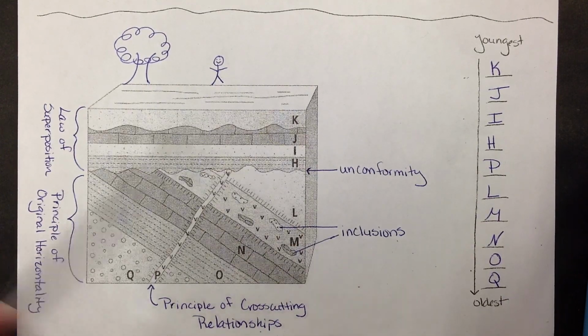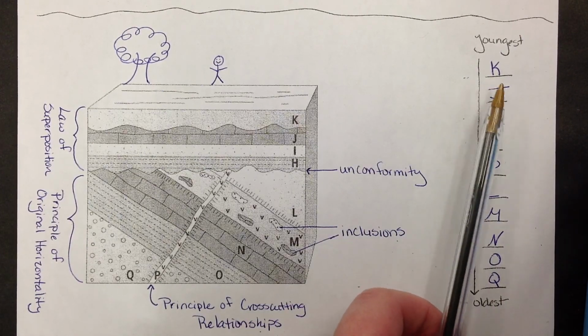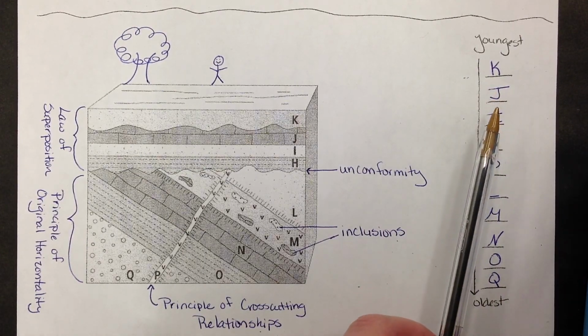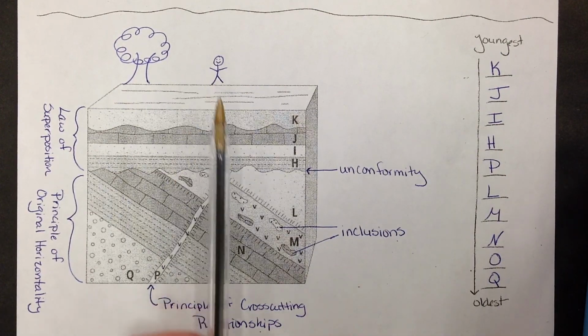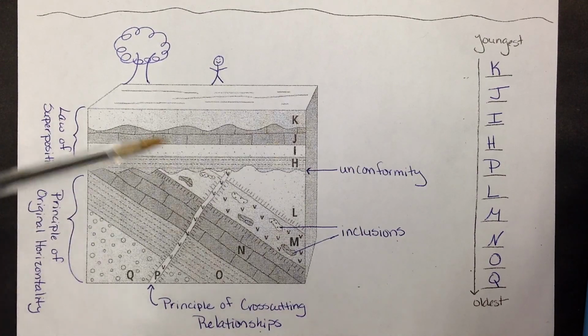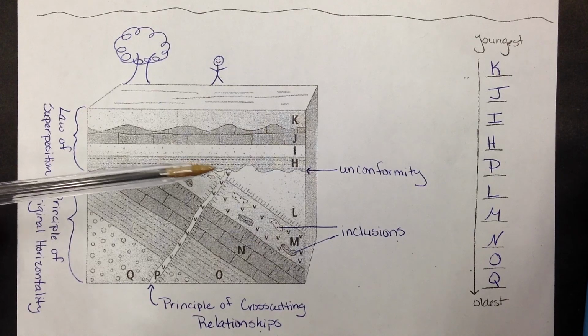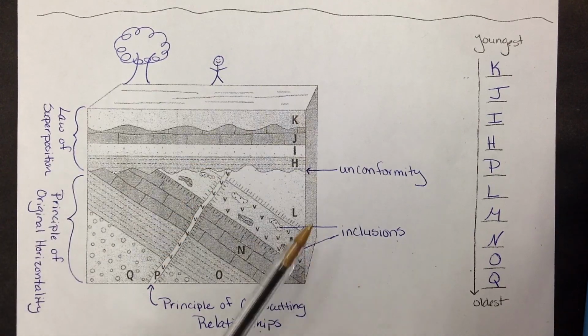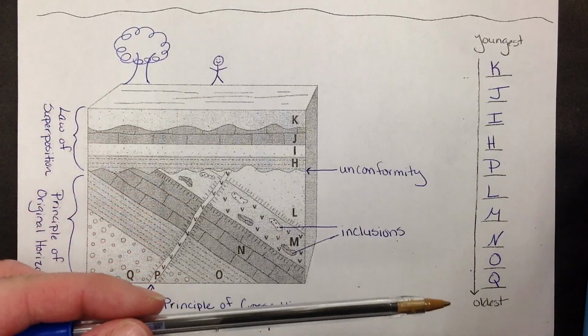Okay? Now, we've got this top part. K is obviously the youngest layer because it's up at the top, so that was an easy one to knock off. J is underneath that, which makes it next. I is underneath that, and H is underneath that because they're in just one nice straight line because they haven't been tilted. So starting youngest to oldest, we have K as the youngest, then J, then I, then H, then P, then L, then M, then N, then O, and then Q. So that's what you should have written down over here.